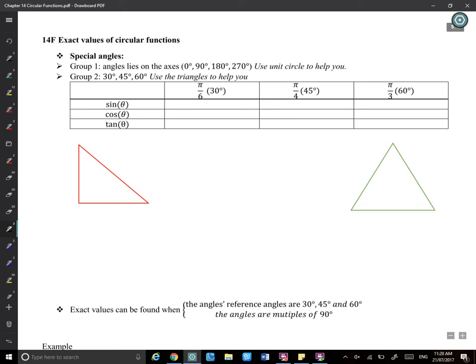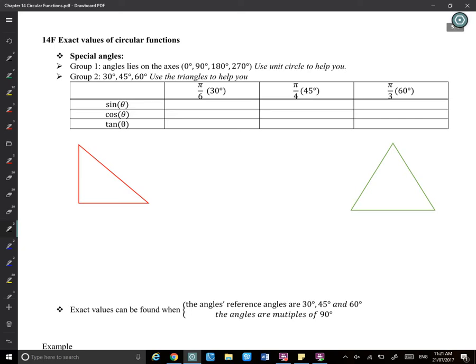14F, we investigate more special angles. By the end of last lesson, we investigated the special angles that are multiples of 90 degrees. They all lie on the axis, and we see the positions on the unit circle, which are (1, 0), (0, 1), (-1, 0), and (0, -1), those four positions. And I can evaluate sine, cosine, and tangent values for those angles. That's my type 1 special angles.